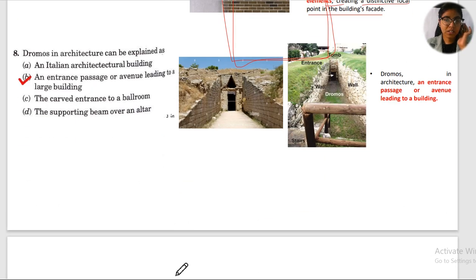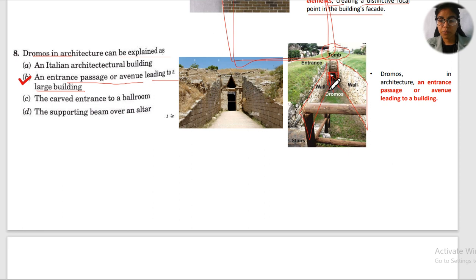Next term we have is dromos. Dromos in architecture can be explained as... So what is dromos? It is an entrance passage or avenue leading to a large building. Now look into this image. See, this is your entrance. These are your side walls. Suppose these are your side walls, and you are entering into the structure through this passage.